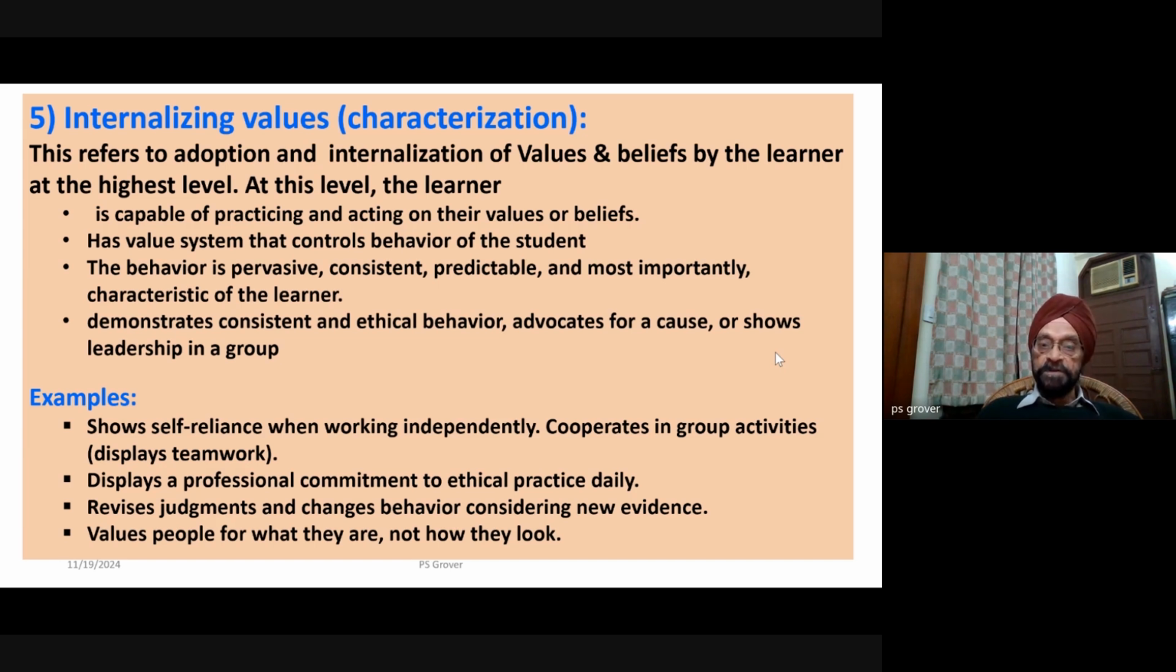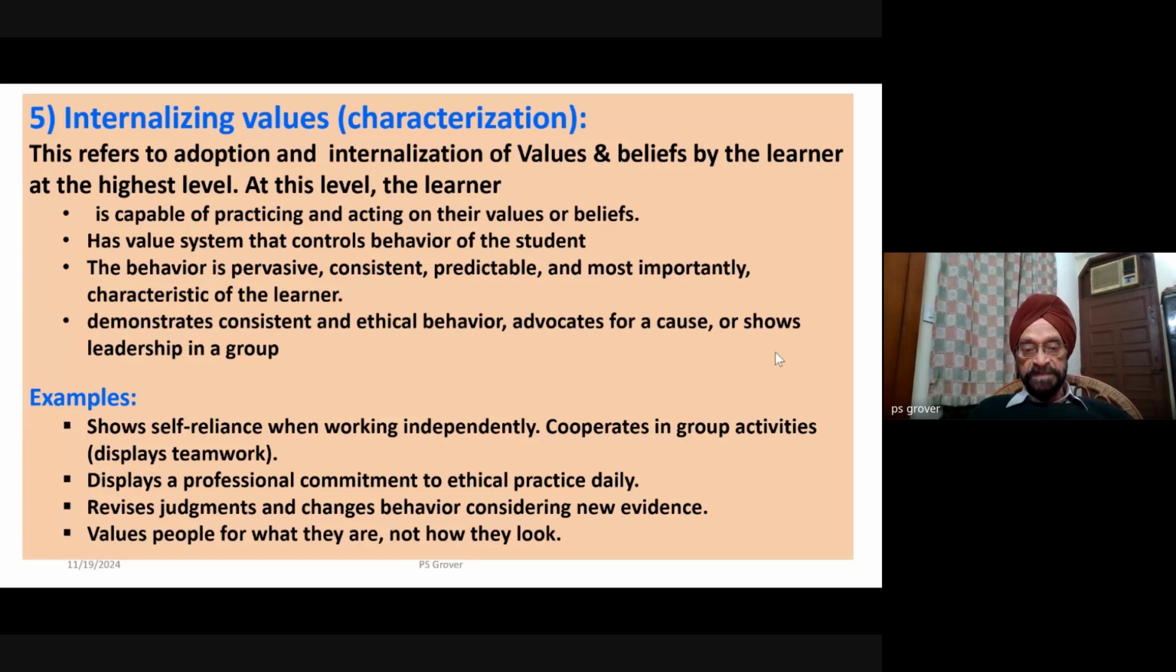As a value system that controls the behavior of students, to live together with everyone. The behavior is not only with one or two people, it is consistently observed. So whenever an attribute or a value becomes internalized, becomes an integral part of the human being, we say it is internalizing the values. Examples: shows self-reliance and works independently, cooperates in group activities and team working, displays a professional commitment to ethical practice, revises judgments and changes behavior.